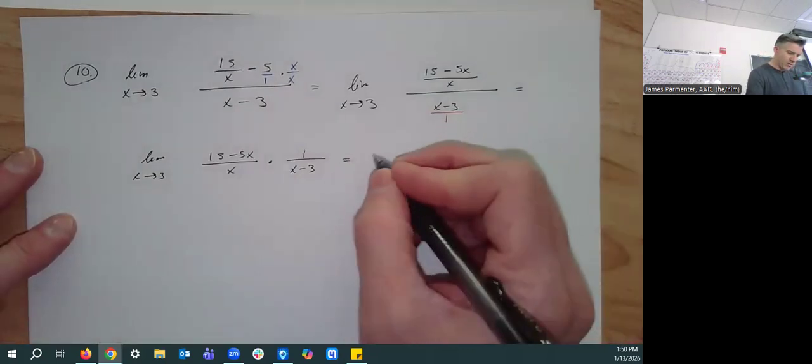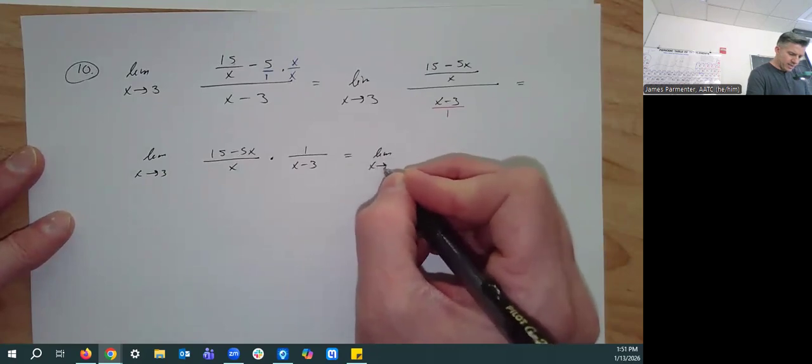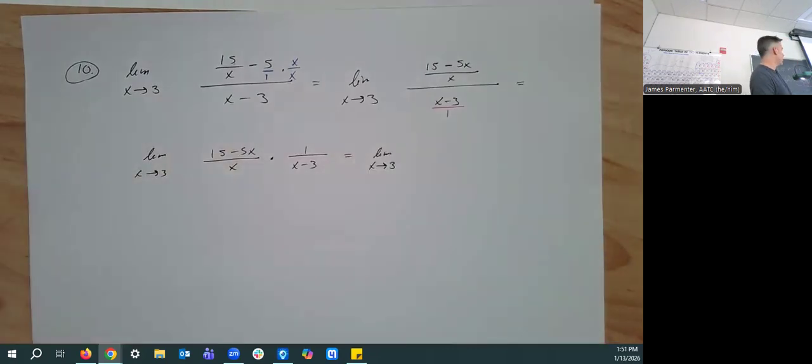Here's a place where you can make your life easier or harder. The choice that makes your life harder is the easier choice here. It's easier to factor out 5. If you factor out 5, it leaves you with a 3 minus x. I'd rather factor out negative 5 and be left with a negative 3 plus x.